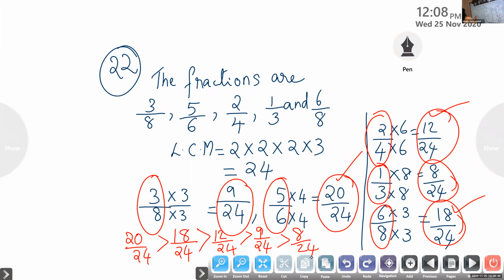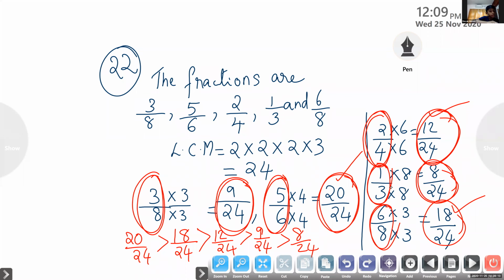That's why I circled here: 3 by 8 is equivalent to 9 by 24. 5 by 6 is equivalent to 20 by 24. 2 by 4 is equivalent to 12 by 24. 1 by 3 and 8 by 24. 6 by 8 and 18 by 24. Now we have written in descending order, bigger to small. So, Devak, tell me the original numbers in descending order.